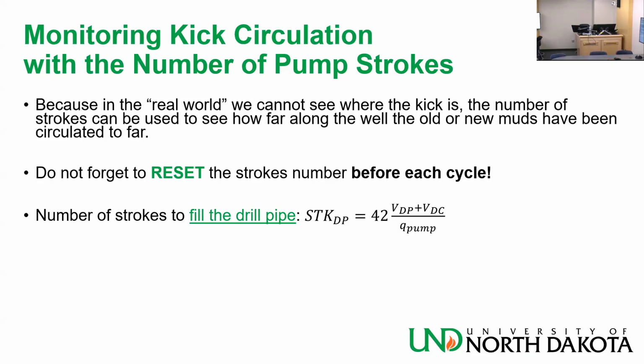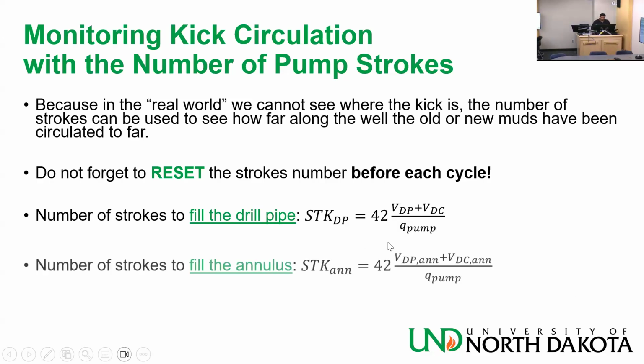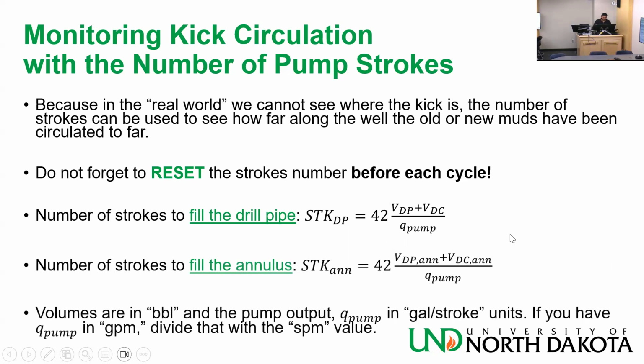Now, VDP is the volume inside the drill pipe in barrels, and VDC is the volume of drill collars in barrels. I ignore the bit. And then 42 gallons per barrel, and Q pump is gallons per stroke. That's why you need to go from barrels to gallons, and then you divide by gallons per stroke.